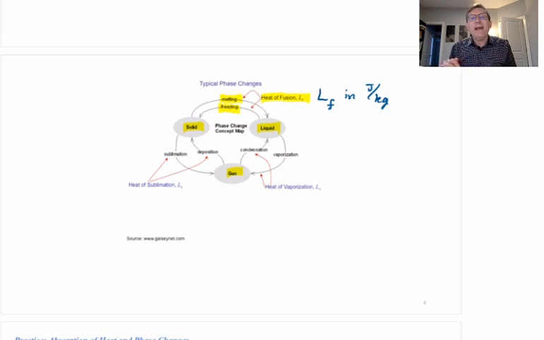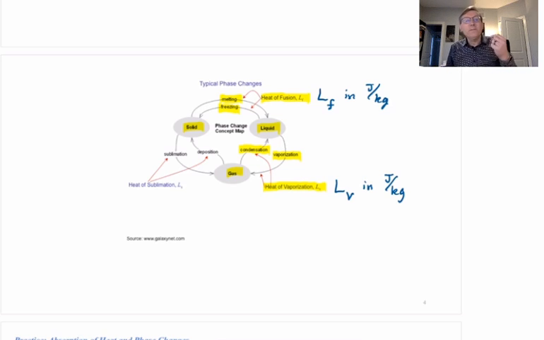All right, what about the liquid-gas change? Now you can go from gaseous phase to liquid phase. That's called condensation. Gas phase to liquid phase is condensation. Liquid phase to gas phase is called vaporization. Either one of those, the appropriate heat of transformation, is called the heat of vaporization, which I will denote capital L sub V. And that'll be a constant for a given material in joules per kilogram.